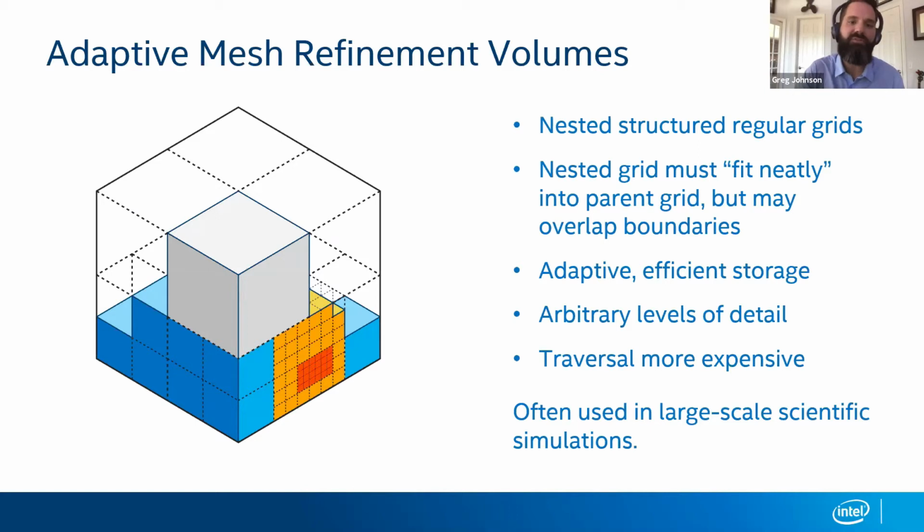So we then have adaptive mesh refinement volumes, or more specifically, block structured AMR. So we have some more flexibility here where we could provide data as nested structured regular grids. These nested grids must fit neatly into their parent, but otherwise we're free to have as many levels of refinement as we want. And so a very flexible volume type. The traversal is somewhat more expensive. One important note is this is often used in large-scale scientific simulations. So again, we can pass that volume type directly to VKL without needing to transform it.